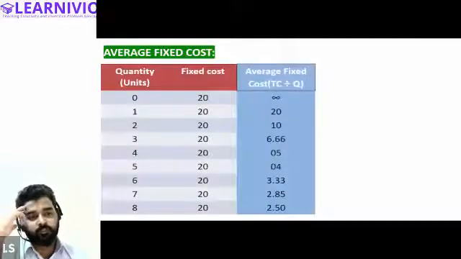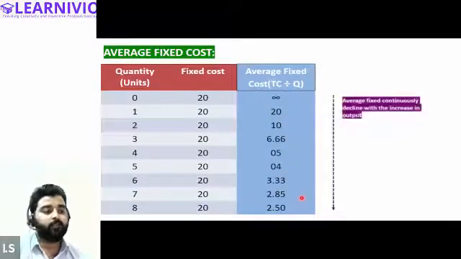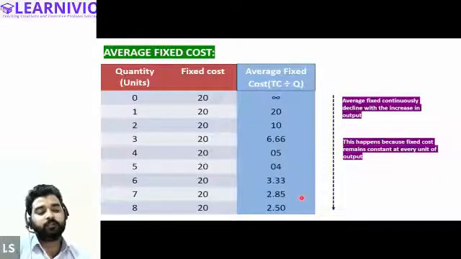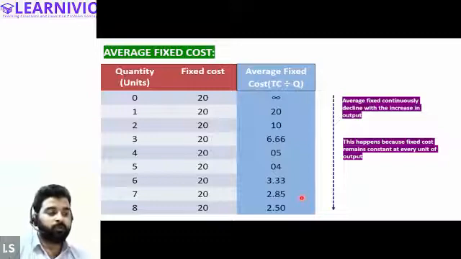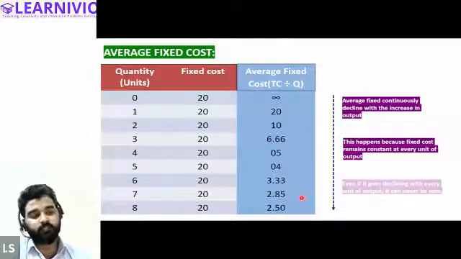So see, this is the calculation for the average fixed cost. Tell me if the calculation is clear to all of you. We have divided the value of the fixed cost by the quantity. We are getting the average fixed cost: infinity, 20, 10, 6.66, 4, 3.33, 2.85, and 2.50. And you can see average fixed cost continuously declining with the increase in the output. This is happening because, as I already told you, fixed cost is constant throughout the level of production. Therefore, the average fixed cost is continuously declining.